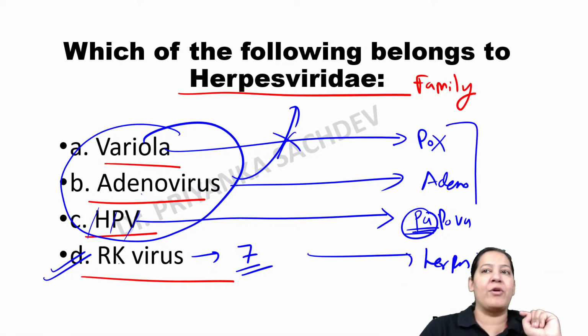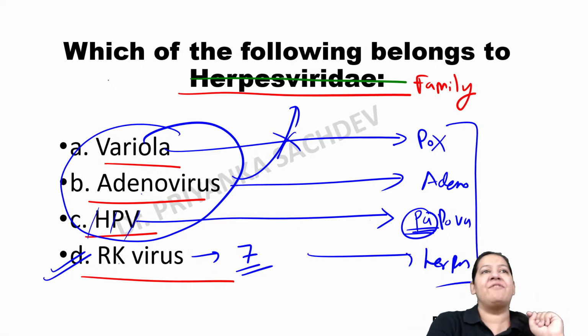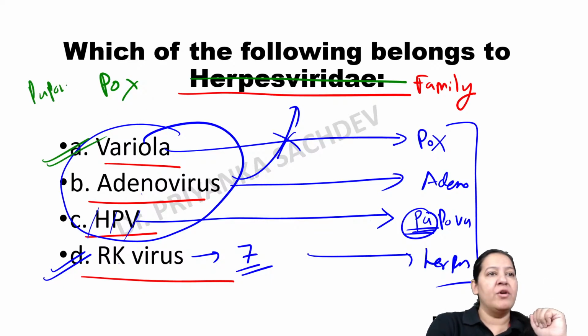See, I have written the 4 names in front of you. Now I can change the question accordingly. Instead of herpes virus, if I change the question to, which of the following belongs to Poxviridae? Your answer will become A. Which of the following belongs to Papovaviridae? Your answer will become C.